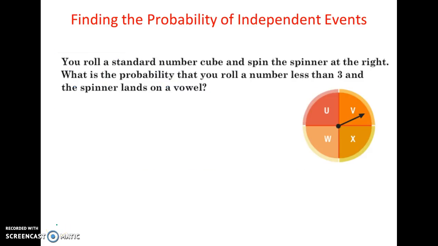Okay, now finding the probability of independent events, practice. Let's say we roll a standard number cube and then we spin a spinner. Those are independent, they don't affect one another. What's the probability that you roll a number less than 3?